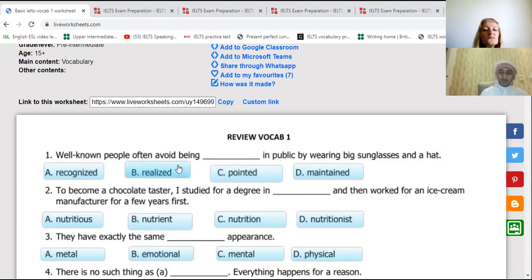Or well-known people often avoid being realized in public. You know what public is, Omar, yes? Yes, public place. Good, good, okay. Or well-known people often avoid being pointed. So if someone points at you like this, but I don't think that makes sense, it won't fit in there. Or well-known people often avoid being maintained. Okay, so which word would you put in here?